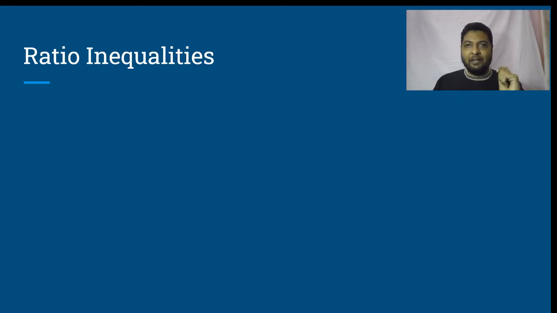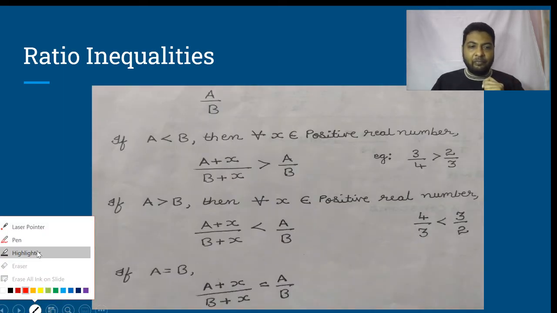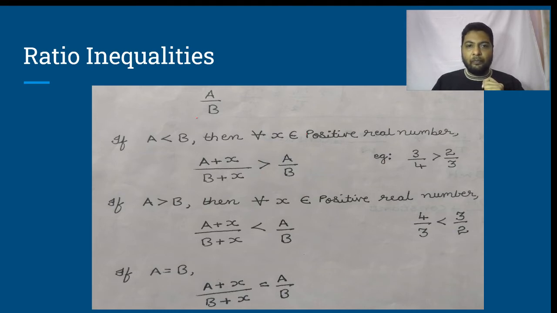Let us understand what we mean by ratio inequalities. See, if I have a ratio A is to B, which is AX by BX or A by B when X gets cancelled out. If it is a proper fraction, if A is less than B, then for all X belonging to positive real numbers, A plus X by B plus X will always be greater than A by B.